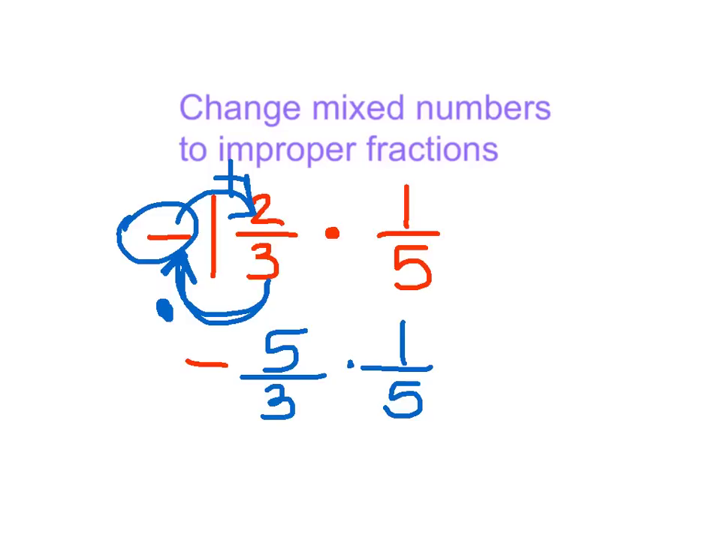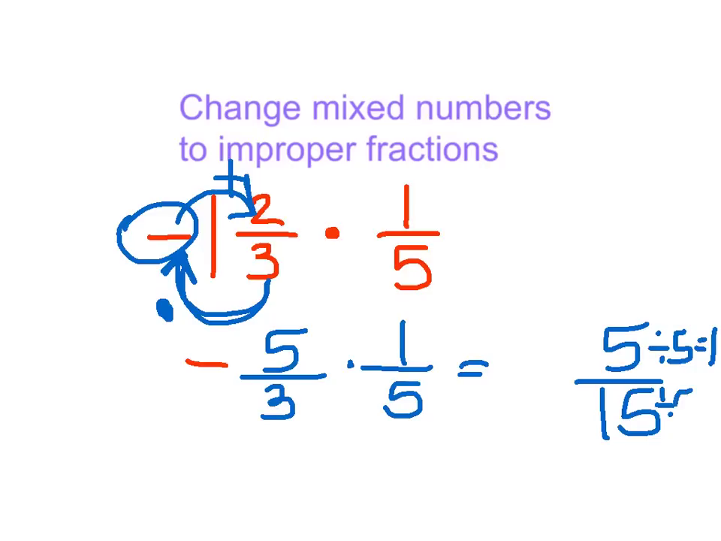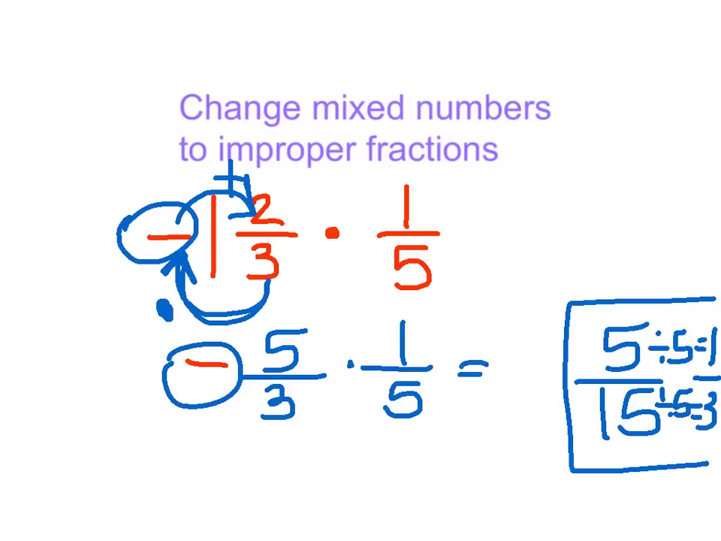There's a couple ways I can do this. 5 times 1 is 5, and 3 times 5 is 15. 15 divided by 5 is 1. And 5 divided by 5 is 1, and 15 divided by 5 is 3. I can see that the reduced answer would be 1/3, and a negative times a positive is a negative, so negative 1/3. What if I were to simplify before I multiplied?